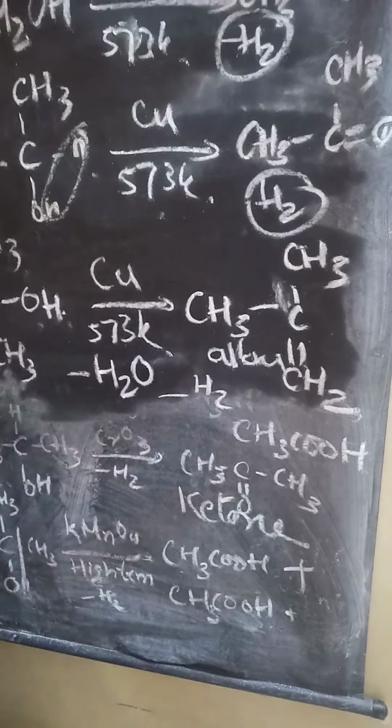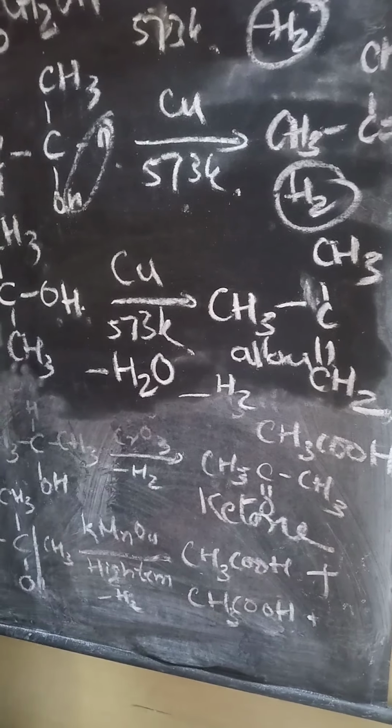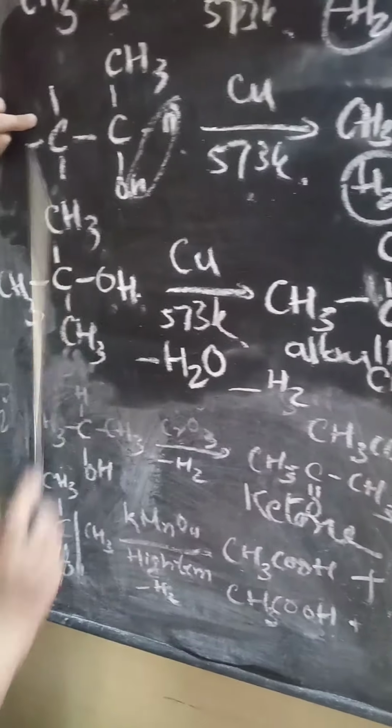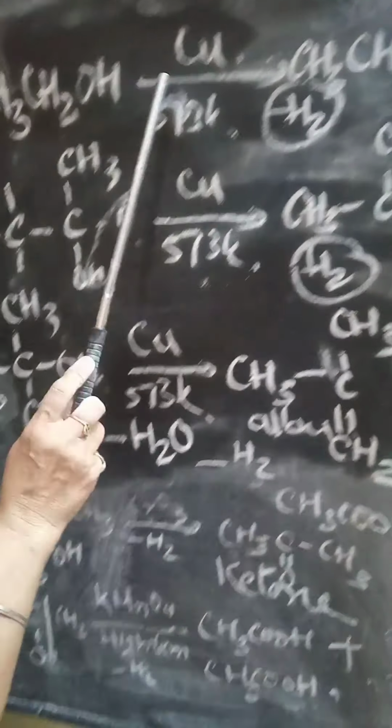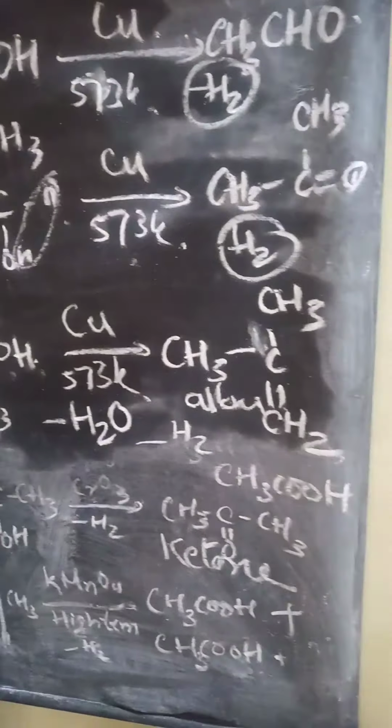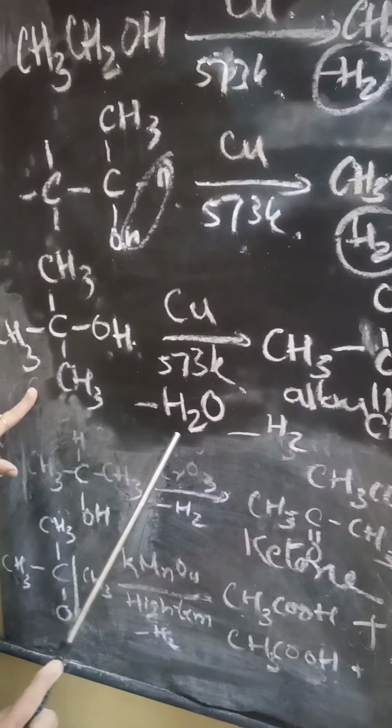So you can see here primary alcohol, secondary alcohol and tertiary alcohol. Primary gives aldehyde with the same condition. You can see the condition in all three reactions is the same. Secondary gives ketone and tertiary gives alkene with the removal of a water molecule.